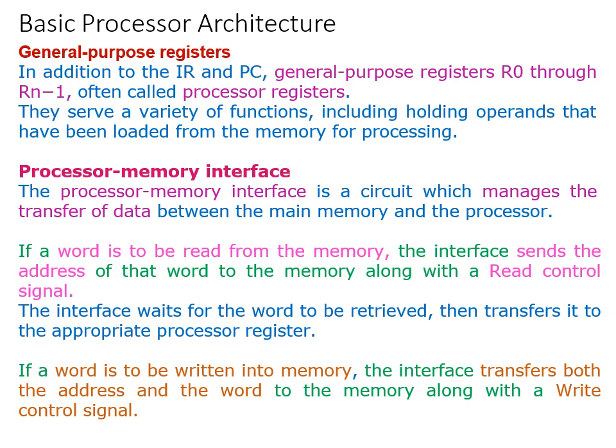If a word is to be read from the memory, the interface sends the address of that word to the memory along with the read control signal, and the interface waits for the word to be retrieved and then transfers it to the register. If a word has to be written into the memory, the interface transfers both the address as well as the word to the memory along with the write control signal.